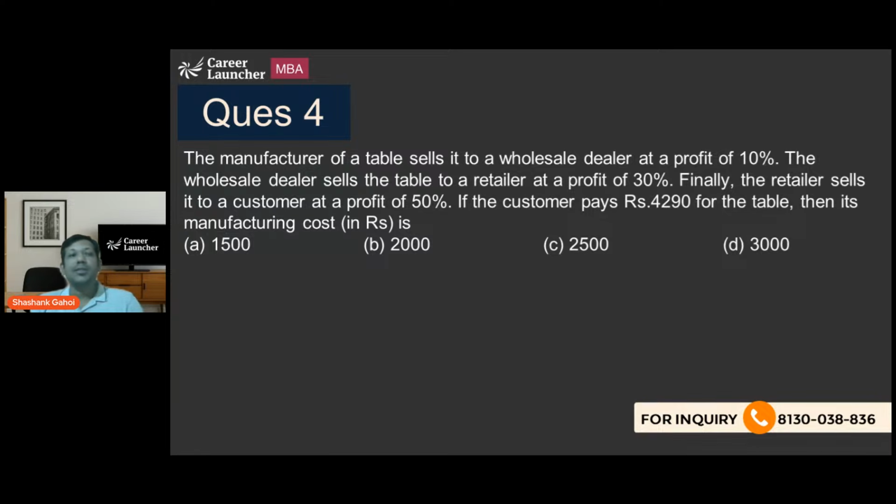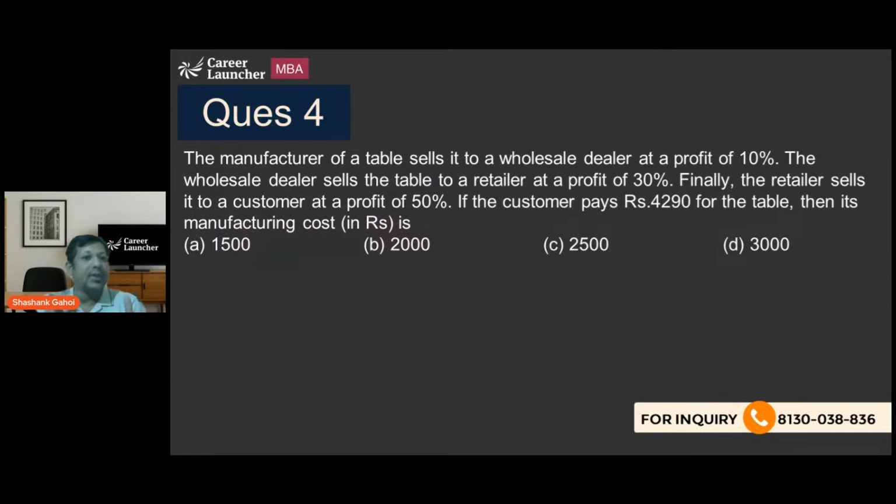So try to understand this point. When I am saying that the manufacturer is building something, he is going to incur the cost. Then he is selling it to the wholesaler. The price at which he is selling it to the wholesaler is the selling price of the manufacturer, but that is the cost price of the wholesaler. That's the point, right? Now the wholesaler has acquired it.